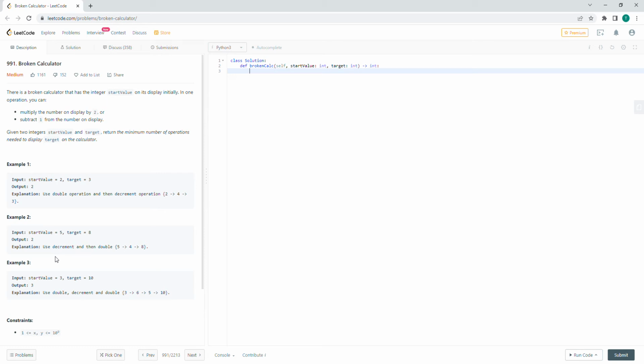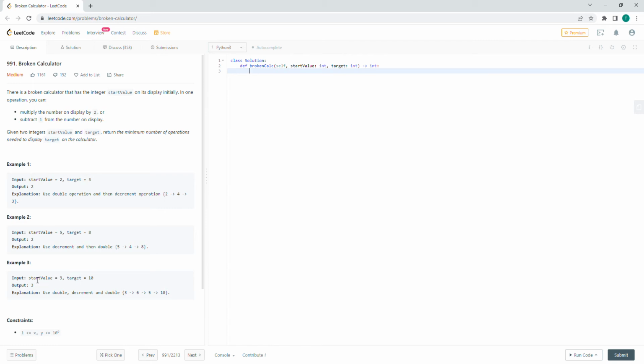Another example would be start value 5 and target being 8. So what we do is minus 1 from 5, which is 4, multiplied by 2, which would be 8. And we want to find the minimum number of operations. Another reasonable option could have been multiply 5 by 2, which is 10, minus 1, which would be 9, but that's 3 operations, which wouldn't be the minimum, but it'll still work.